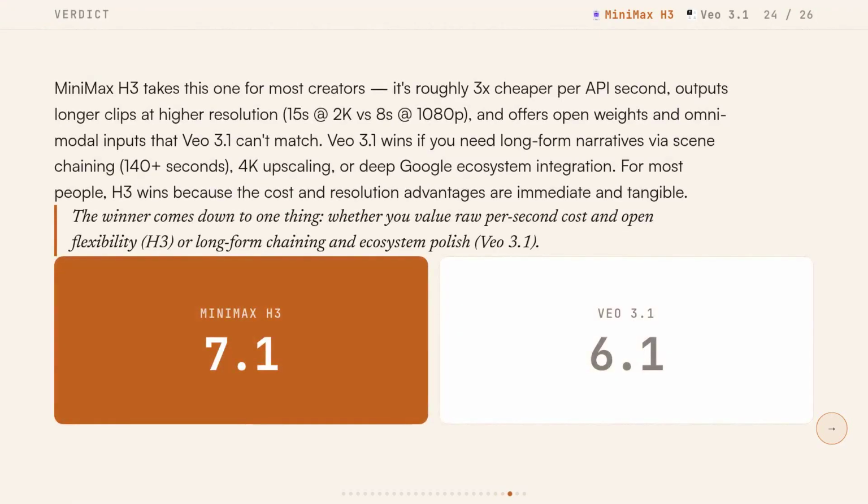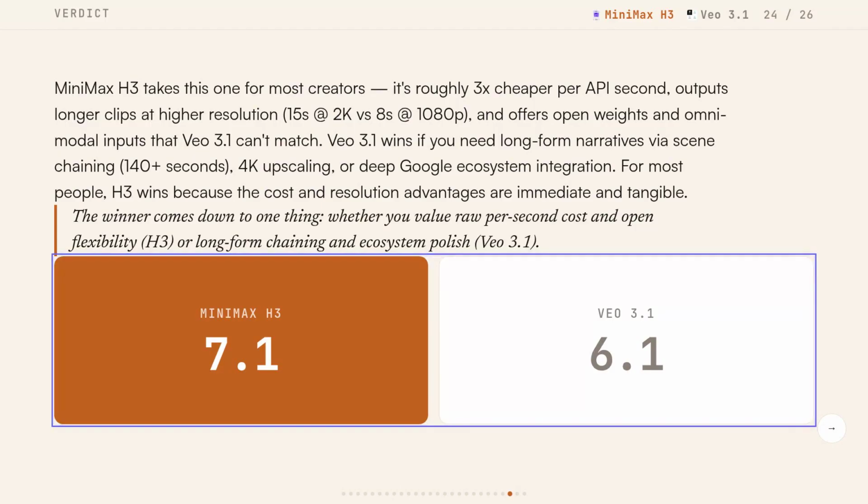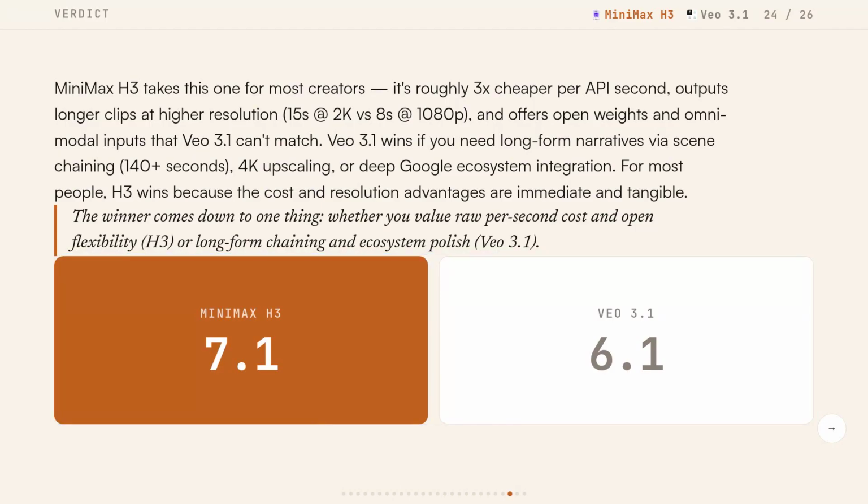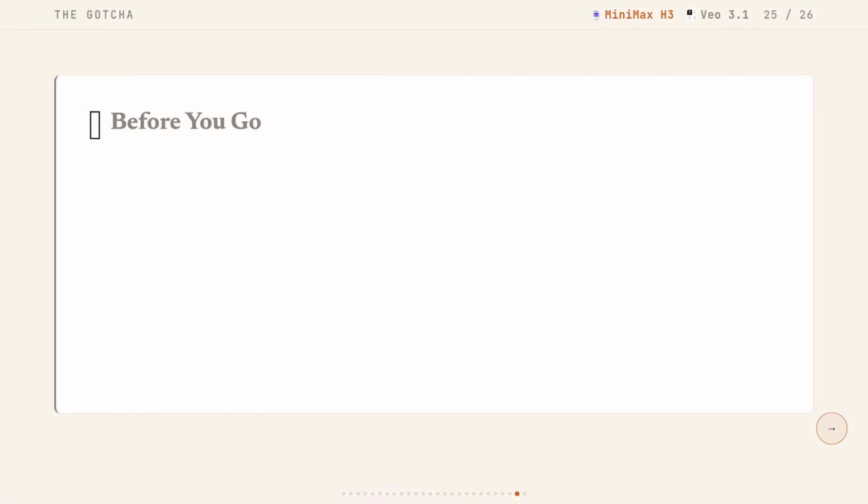If you're generating video at API scale and that 3 times cheaper per second number is real money to you, MiniMax H3 is your pick. But if you need narratives longer than 15 seconds, or you're already inside Google's stack, Veo 3.1 is the one that actually fits. And for most creators, the cost and resolution wins are immediate and tangible.